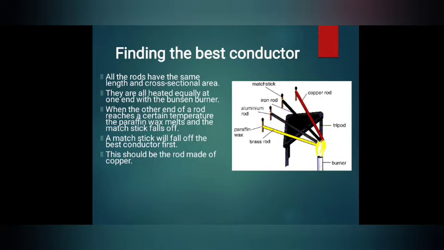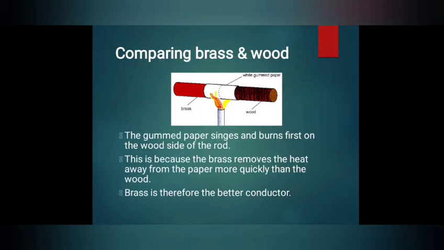So next is comparing brass and wood. The gummed paper singes and burns first on the wood side of the rod. This is because the brass removes heat away from the paper more quickly than the wood. Brass is therefore a better conductor than wood.